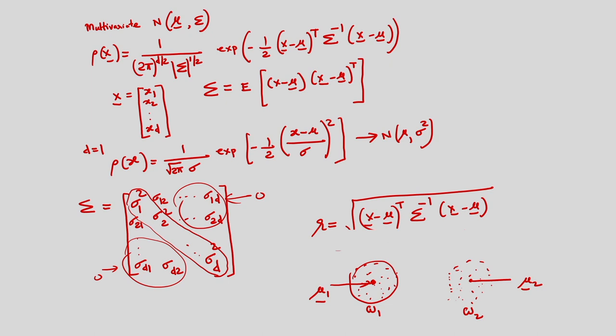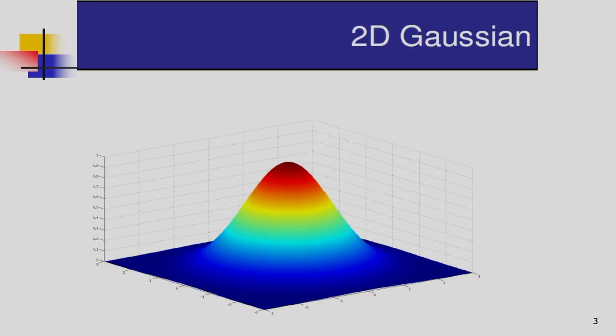Last class I discussed these concepts. This is an example of a 2D Gaussian. You can plot the 2D Gaussian, maybe in MATLAB also. This is one example of the 2D Gaussian.